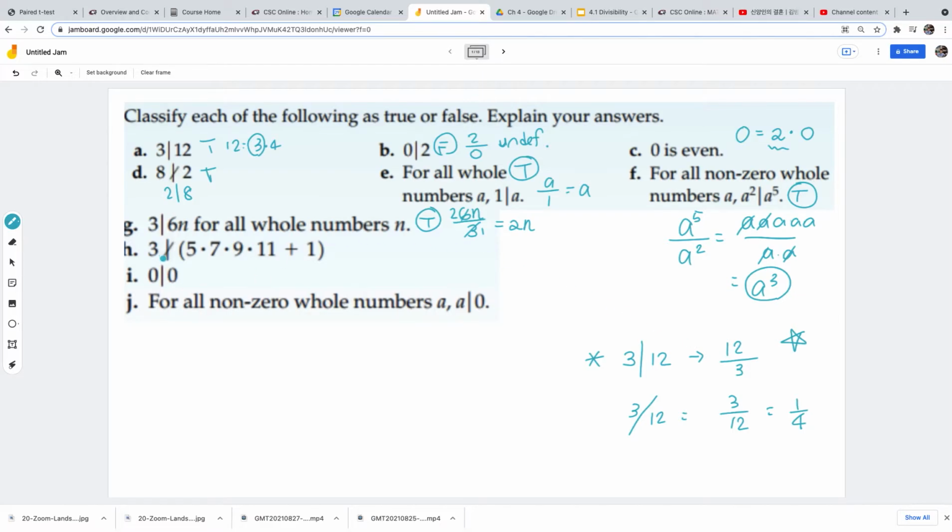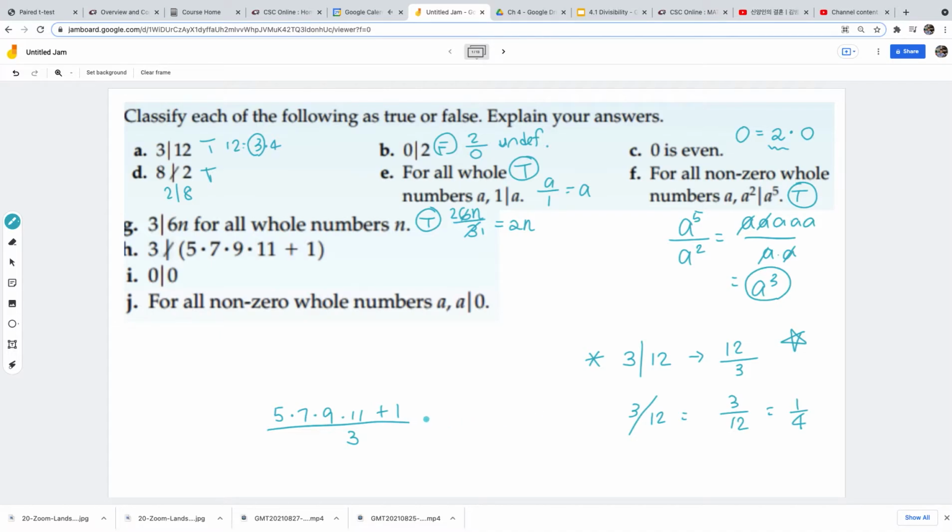Now let's look at H. Does 3 divide 5 times 7 times 9 times 11 plus 1? Well, this is in the parentheses and it's not calculated yet. So we need to take a look at the final answer for these. What's 5 times 7 times 9 times 11 plus 1, divided by 3? There are two ways. You can either find the answer by multiplying 5 times 7 times 9 times 11 and then adding 1. You can do that, but I don't want to because I don't have a calculator and it takes some time.